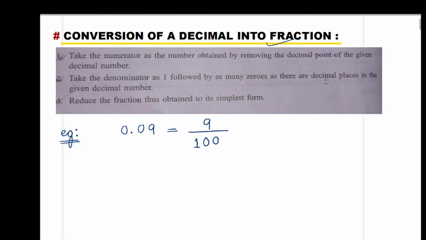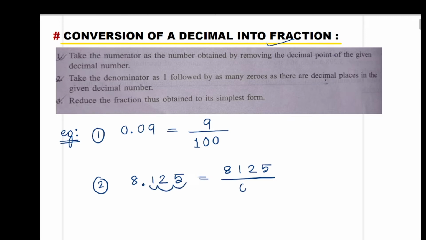Okay. Similarly, another example I will show you. Suppose it is 8.125. Okay. Now see, just without decimal you write the number as a numerator, 8125. Now see, this point is before how many digits? 1, 2, 3. Then how many zeros will come? 3 zeros, and before that 1 you have to write. Okay. So in this process we can convert a decimal into a fraction.